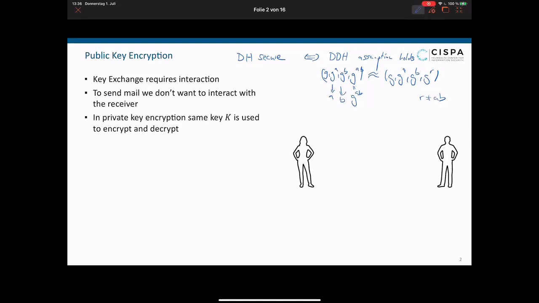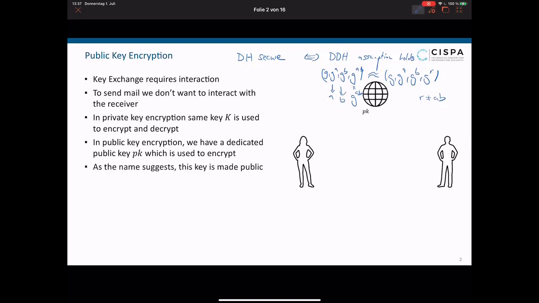So, of course, with private key encryption, we can do that, right? If we already have a pre-shared key K, we can communicate securely without having additional interaction. So in public key encryption, as most of you probably know, we introduce a dedicated public key PK, which is used to encrypt messages. And as the name suggests, this public key is made public to the world.